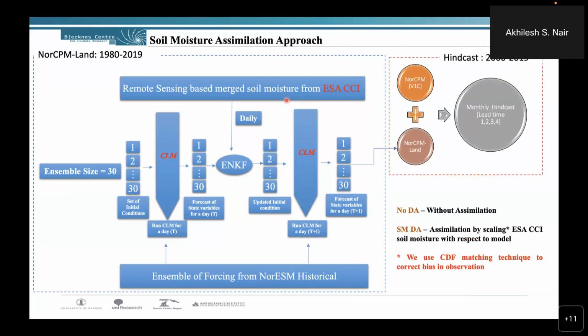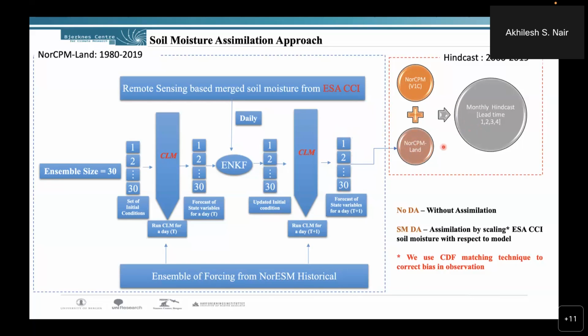In the second part, we use this land reanalysis product to initialize our NorCPM, which would be named NorCPM land, and we try to produce hindcasts for lead times from 0.5 months to 4 months.